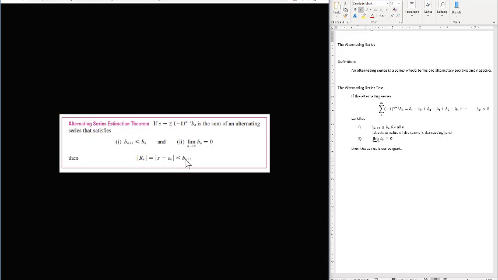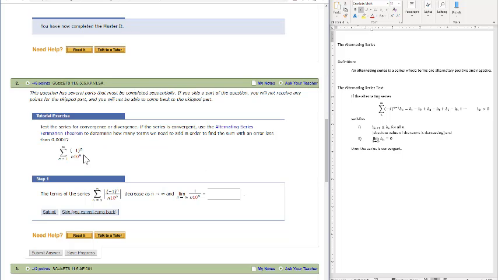So the estimation theorem tells us that the remainder, R sub n, which is S minus S sub n, is going to be bounded by the b sub n plus first term. So if we want to look at the b sub n plus first term with the actual value of error that we want. Okay, notice this is very similar to the alternating series test, where you have to make sure that it actually does converge and satisfies these conditions. All right, let's go back to our problem.